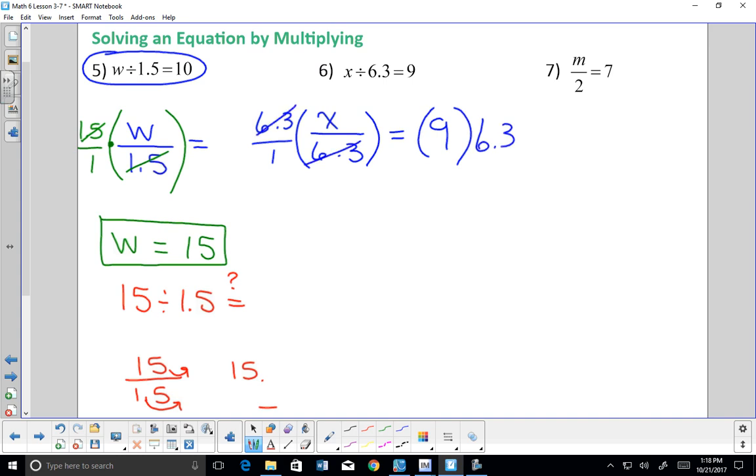I'm going to do my multiplication down here to make sure I'm doing it correctly and neatly. 9 times 3 is 27, carry my 2. 9 times 6 is 54, plus 2 is 56. There is one number after the decimal point, so I need one number after the decimal point here, so 56.7.